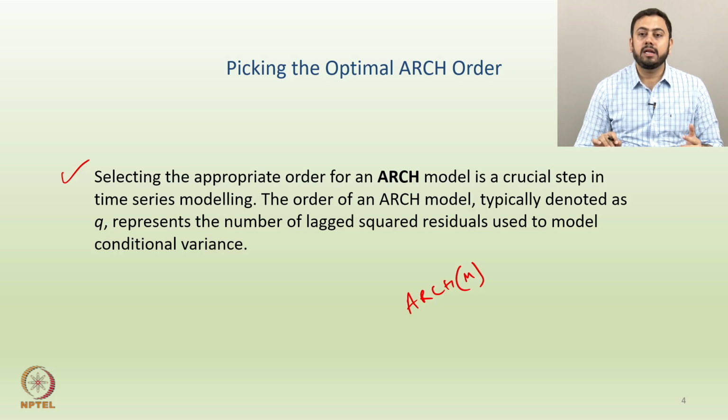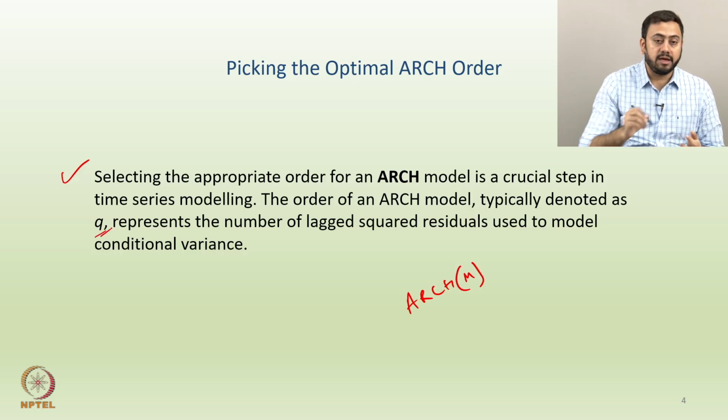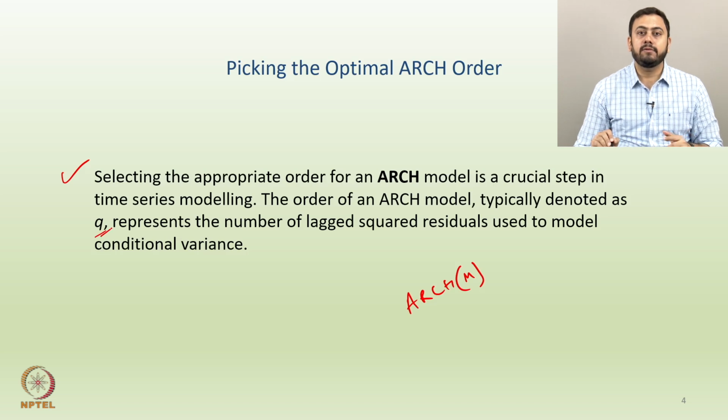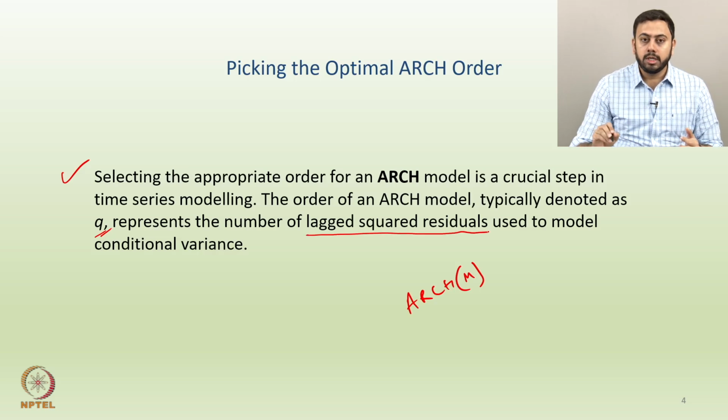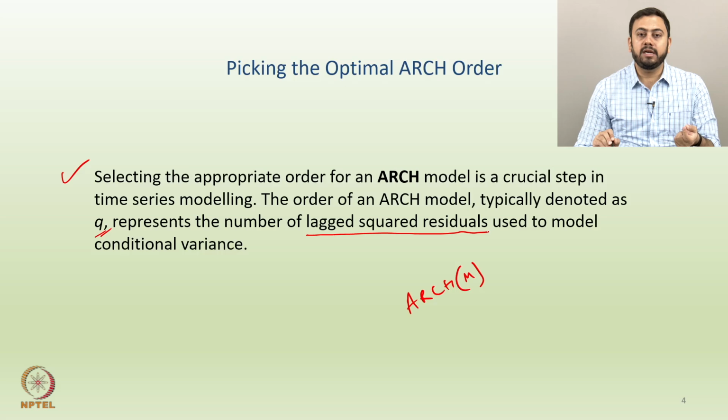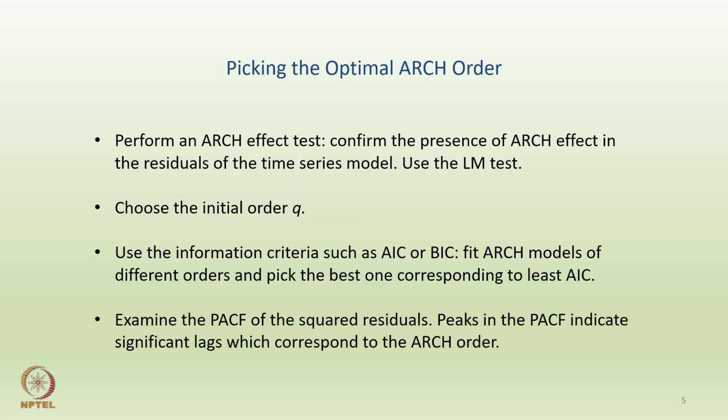The order of an ARCH model, typically denoted as Q, represents the number of lagged squared residuals used to model the conditional variance. So if you assume that the order of this ARCH model is Q, that letter Q determines the number of lagged squared residuals which are used in the model to model the conditional variance. Of course, these are the steps as to how you can pick the optimal ARCH order.